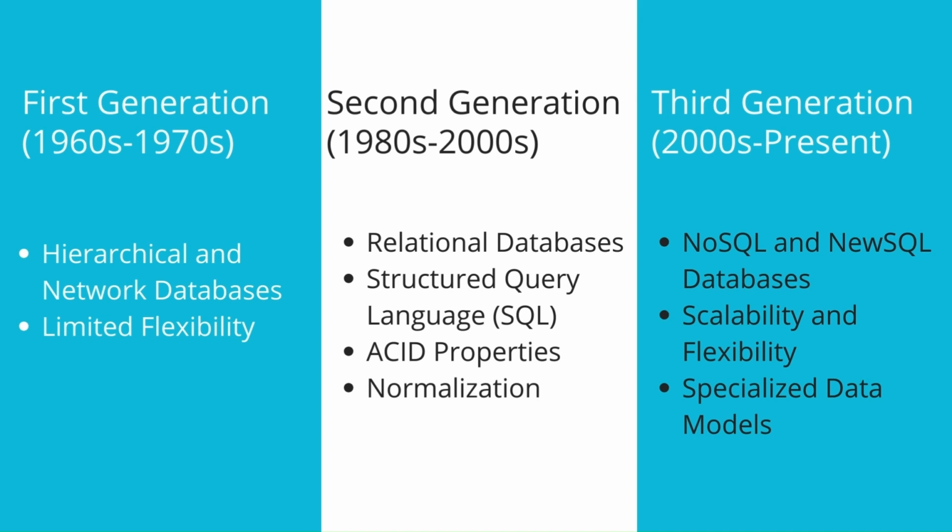The second generation was from 1980s to 2000, where relational databases were invented, that is Oracle, IBM, and Microsoft SQL Server. Then SQL became the universal language for querying and managing relational databases. ACID properties like atomicity, consistency, isolation, and durability were ensured for data integrity. Then normalization. Normalization was used to reduce redundancy and improve data integrity.